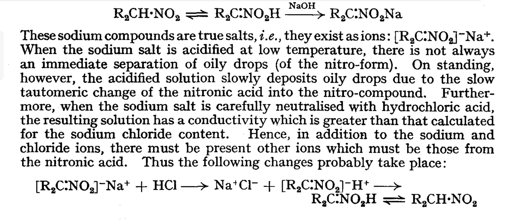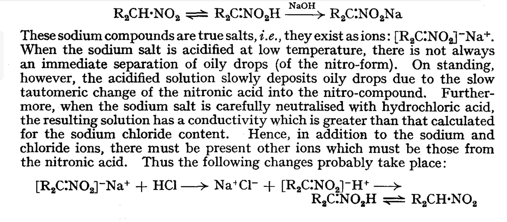When the sodium salt is acidified at low temperature, there is at first an intermediate separation of oily drops of nitroform. On standing, however, the acidified solution slowly deposits oily drops due to the slow tautomeric change of nitronic acid into the nitro compound. Furthermore, when the sodium salt is carefully neutralized with hydrochloric acid, the resulting solution has a conductivity which is greater than that calculated for the sodium chloride content.